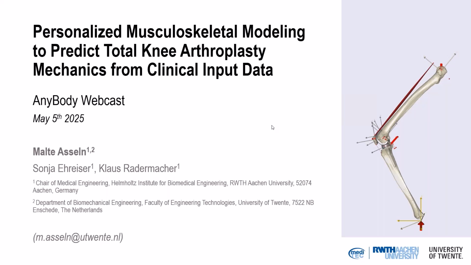Before starting with the actual presentation, I would like to emphasize that this work essentially originates from my PhD, which I did at the chair of medical engineering at Aachen University. So special thanks to my promoter, Professor Klaus Rademacher, and also to Sonja Ehreiser, who later continued this work and also took the initiative in writing this recently published article.